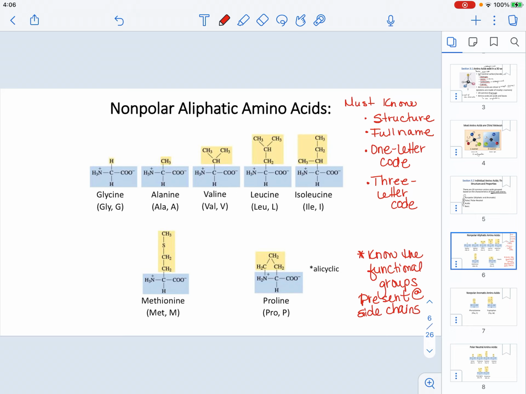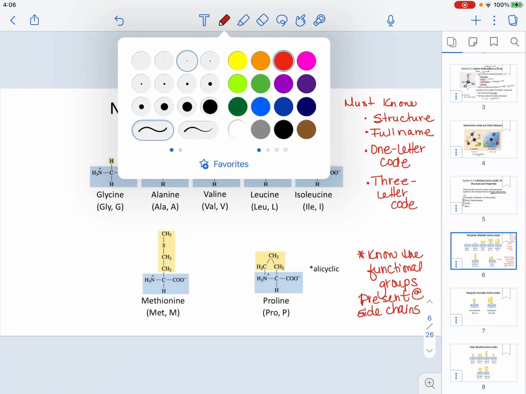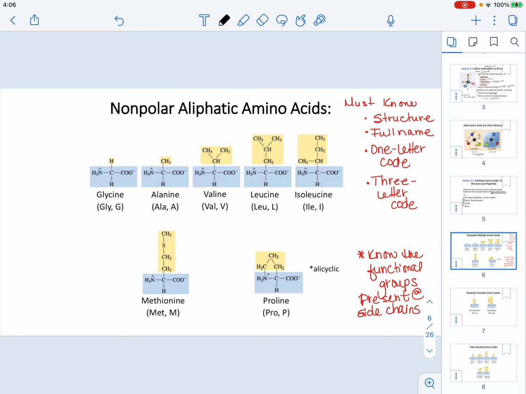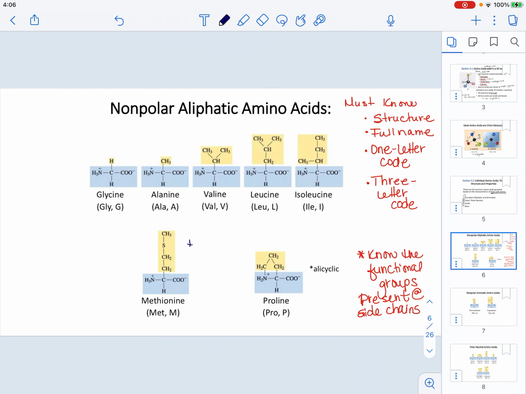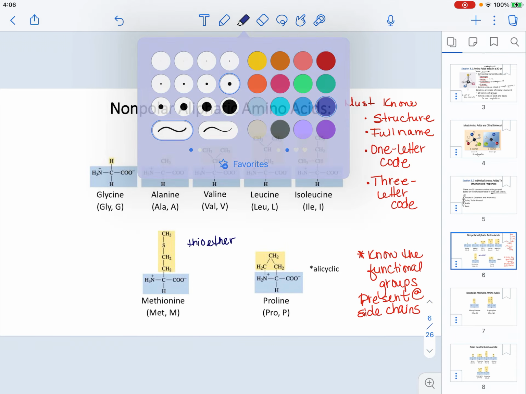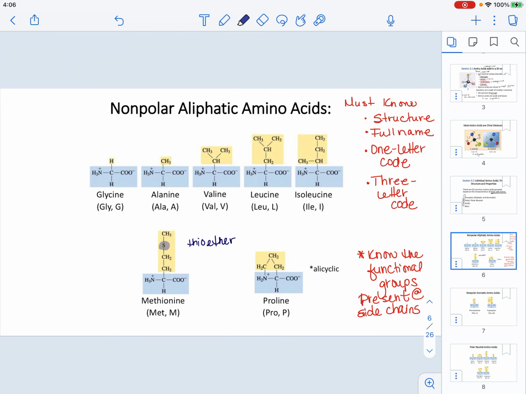Now, methionine has a functional group that is not typically talked about when it comes to organic chemistry. And this is going to be a thioether. And the reason why it's a thioether is because, as you can see, we have a sulfur in between carbon atoms. So that's the ether portion. And then the thio comes from the sulfur atom itself.